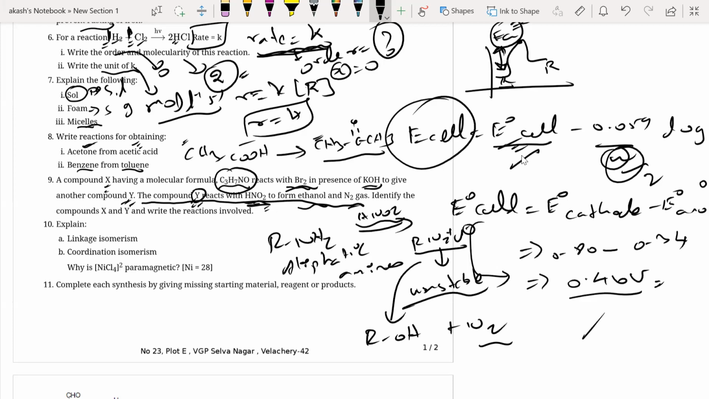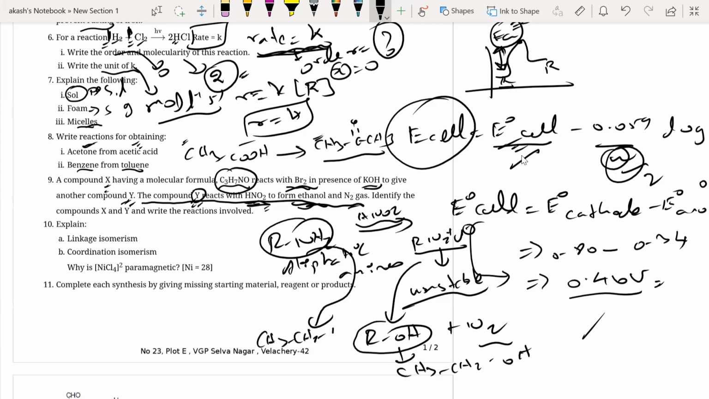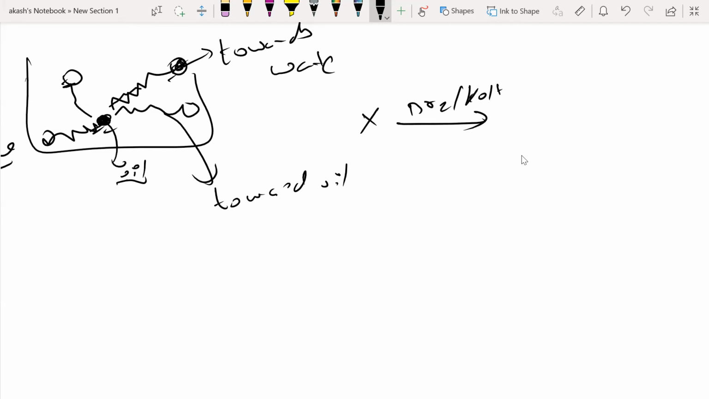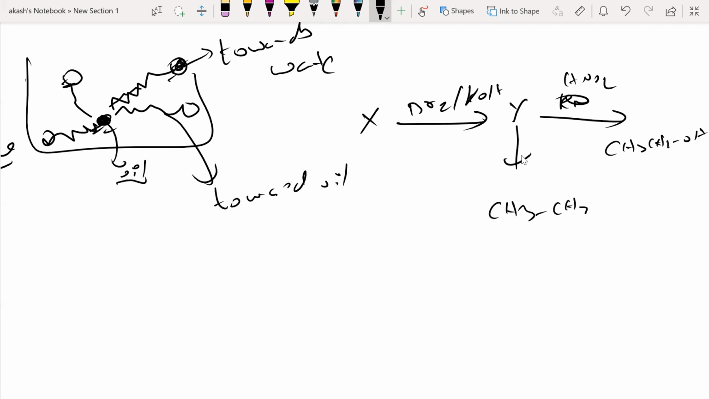Now they are telling this alcohol which is getting formed is CH3CH2OH. They're telling ethanol is getting formed, right? So can I check what would have been the amine? The amine would have definitely been CH3CH2NH2, right? So if I can just draw the map for you: I have a compound X, and that reacts with Br2 in the presence of KOH to form Y. And this reacts with HNO2 to form CH3CH2OH. And now we can easily find out that this was CH3CH2NH2. Done.